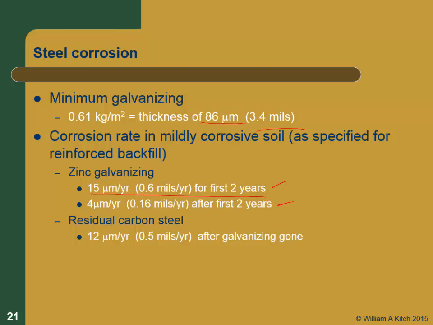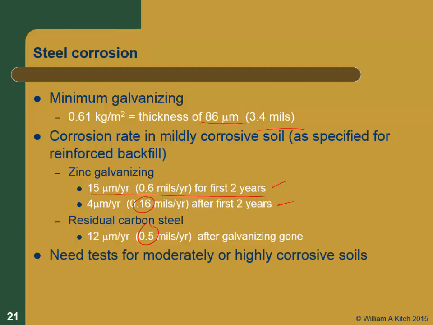And then once you get through all the galvanizing, you have to calculate the loss of the actual carbon steel, which is much faster. Notice how much faster this is than that. So if you get to the point where your galvanizing is gone, then you have to calculate the loss of the steel itself.